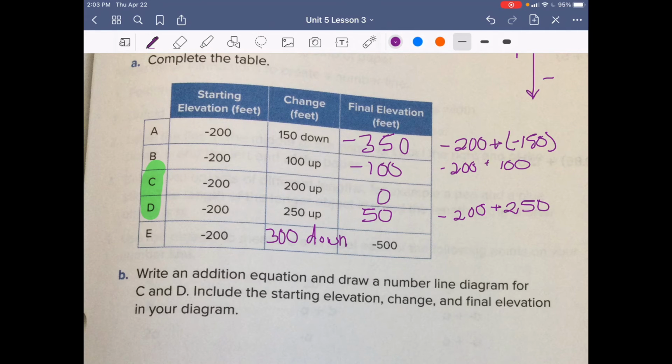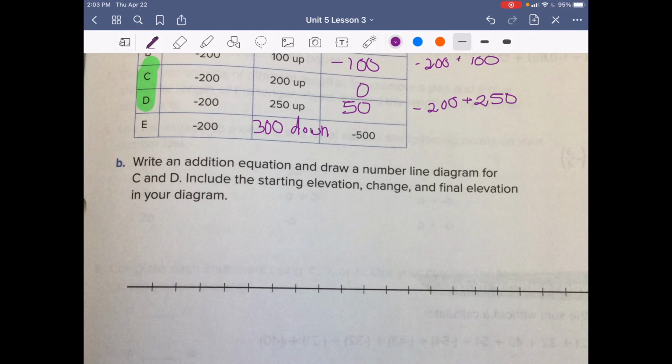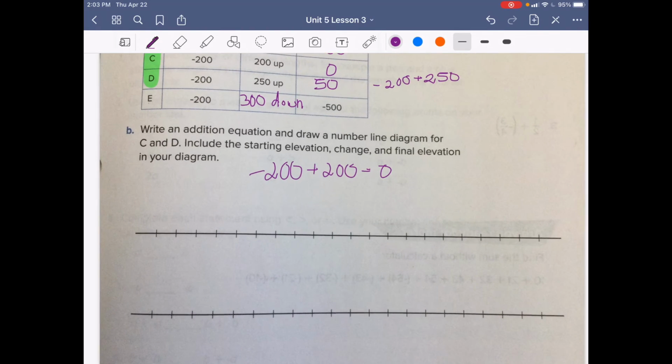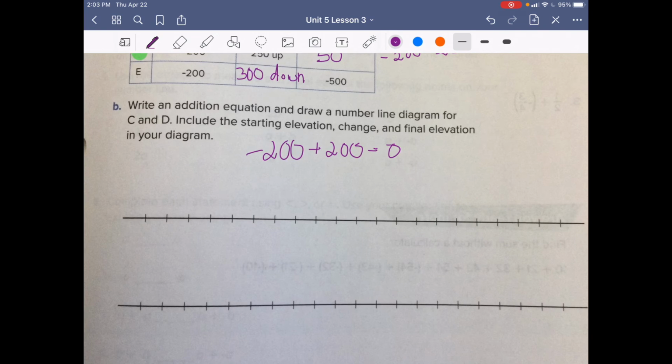Include the starting elevation, change, and final elevation in your diagram. So for letter C, it was negative 200 and 200 feet up. So we got to write negative 200 plus 200 equaled 0. And I think we can do our number lines like we did last time, where we can go in the middle, put a 0, and go up by 50s on both sides. So let's go ahead and do that.